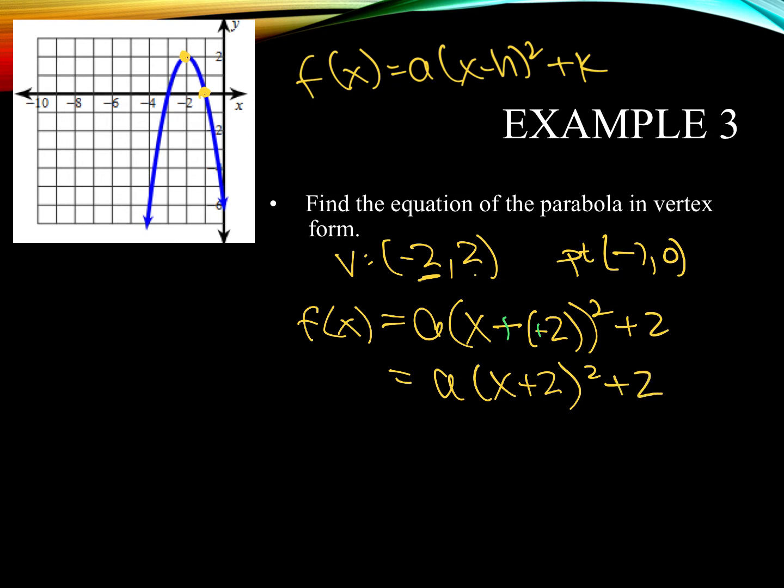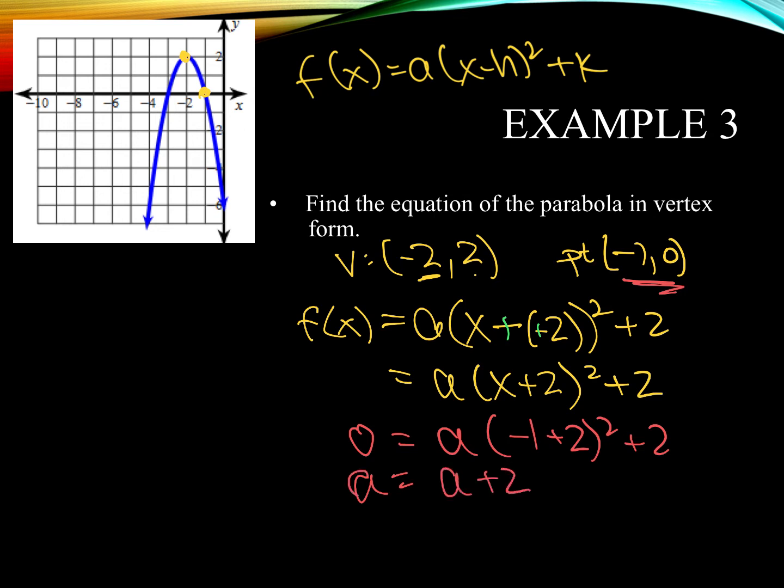So now that I have my formula written, I'm going to go ahead and take that point that I found of negative 1, 0 and plug it in. So 0 is my y equals a times a negative 1 for x plus 2, square that and add 2. So I really have 0 equals negative 1 plus 2, which is going to give me 1. 1 squared is 1. So I really end up with a plus 2. Oops, and this here is a 0, not an a. If I subtract that 2 over, I really end up with a equals negative 2.